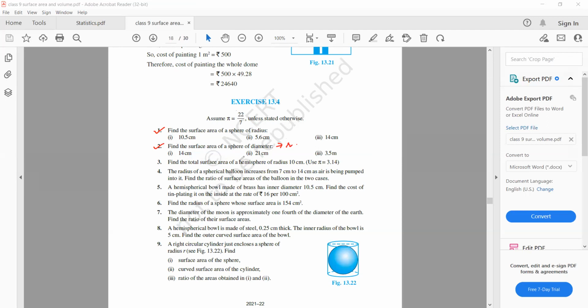Okay, third, find the total surface area of a hemisphere of radius this. So this also you can do. Total surface area, that means 3 pi r square you have to find. Pi you have to use 3.14. Okay.